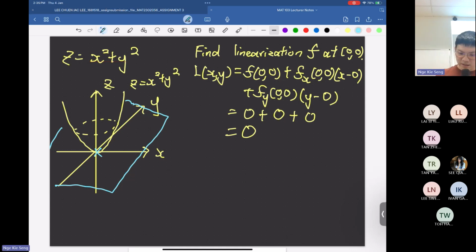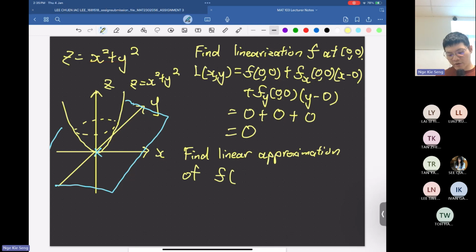So what do I mean by this? For example, let's say we want to find the linear approximation of f(0,1). What's the linear approximation of f(0,1)?